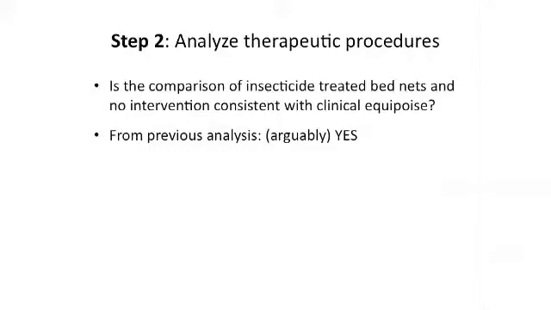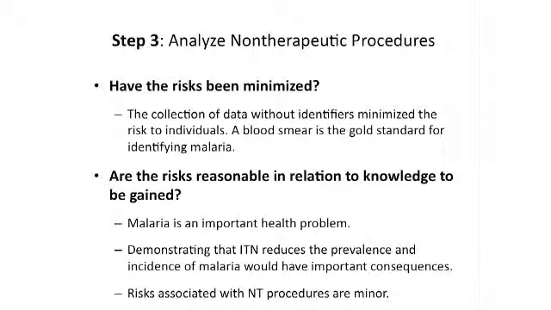The second step is to analyze the therapeutic procedures and ensure they pass the test of clinical equipoise. We've already talked about this, and from the previous analysis, the answer is, arguably at least, probably yes. That's probably as certain as ethicists get about things, I guess. The third step is to analyze the non-therapeutic procedures. First, have the risks been minimized? Well, I think the collection of data without identifiers clearly minimizes the risk to individuals, and the use of a blood smear is in fact the gold standard for identifying malaria. So for those interventions, it seems to me, the risks have been minimized.